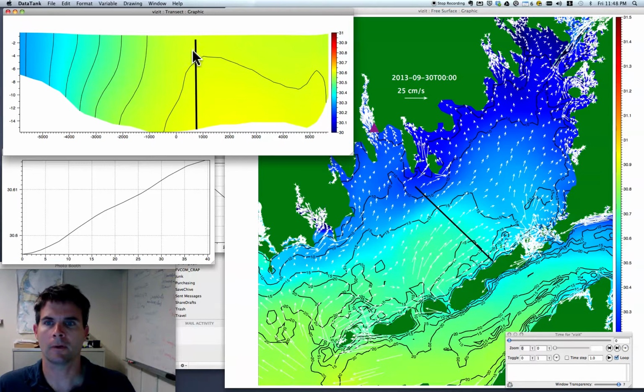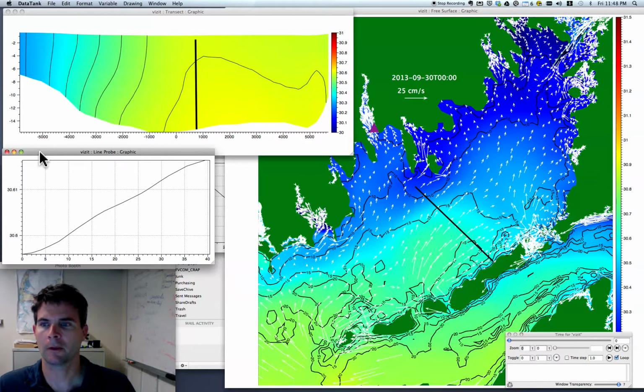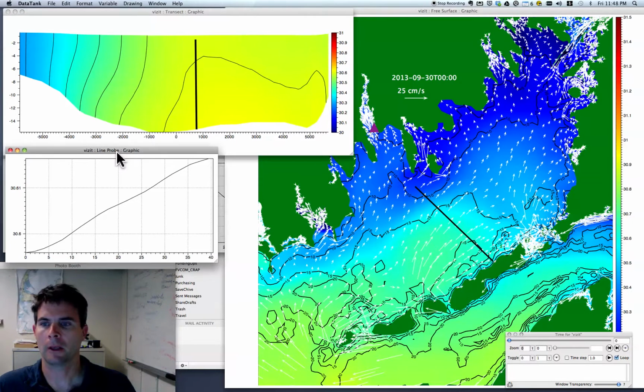If I put a line from surface to bottom through the bay, it results in something like this. So at the surface on the left, bottom on the right. Unfortunately this gets scaled by my stretching factor here, but surface to bottom we have lower salinity water at the surface and higher salinity water at the bottom, but it's pretty weak.